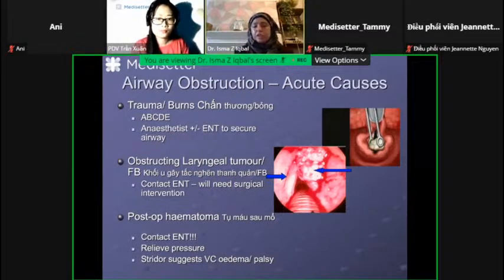So in the second picture, you can see that this patient has been intubated. So if it's safe, you can intubate the patient to secure the airway before you remove a tumor.